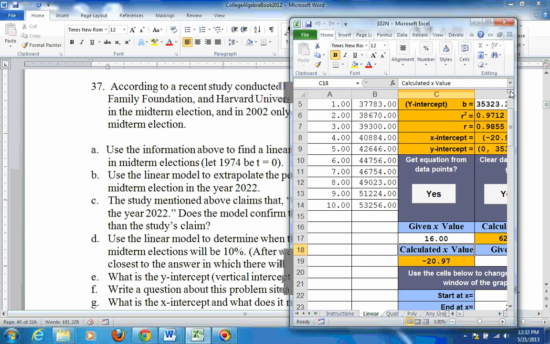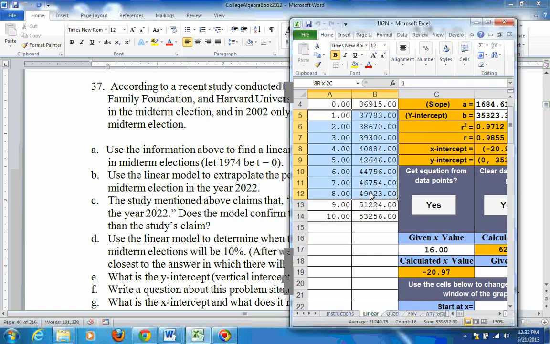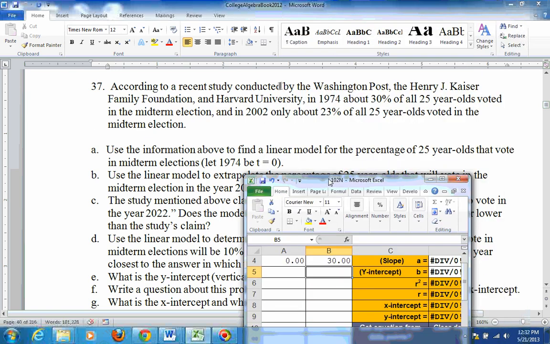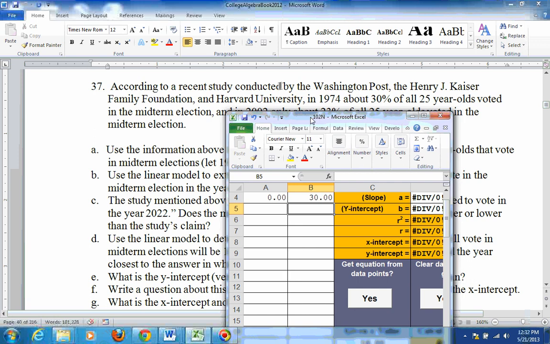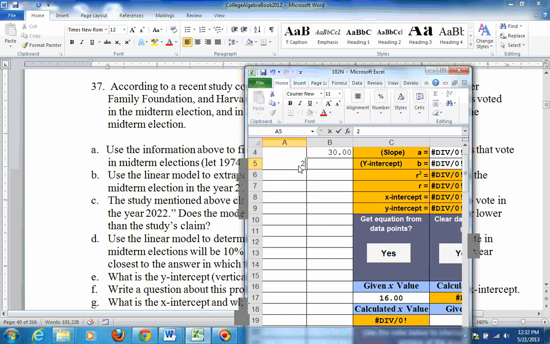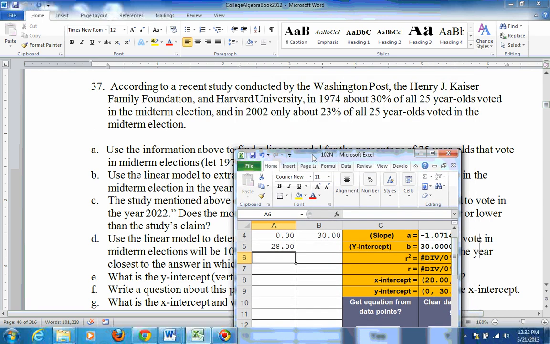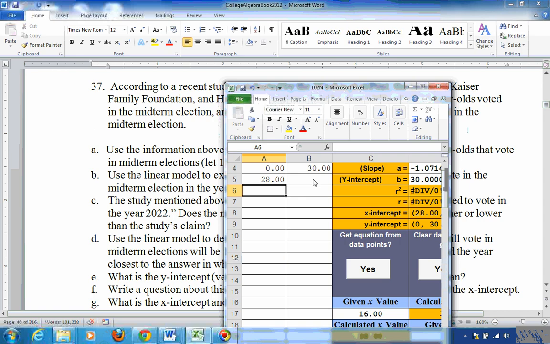For your data points, we would put in 0, 30%. I'll just use 30, but just remember if I use 30 instead of 30%, I have to use a whole number everywhere else for a percent. Or you could use 0.3, but then use that the whole time. 2002 is 28 years later, so you'd be down to 23%, it says. So that'd be 23. And then there's your equation.